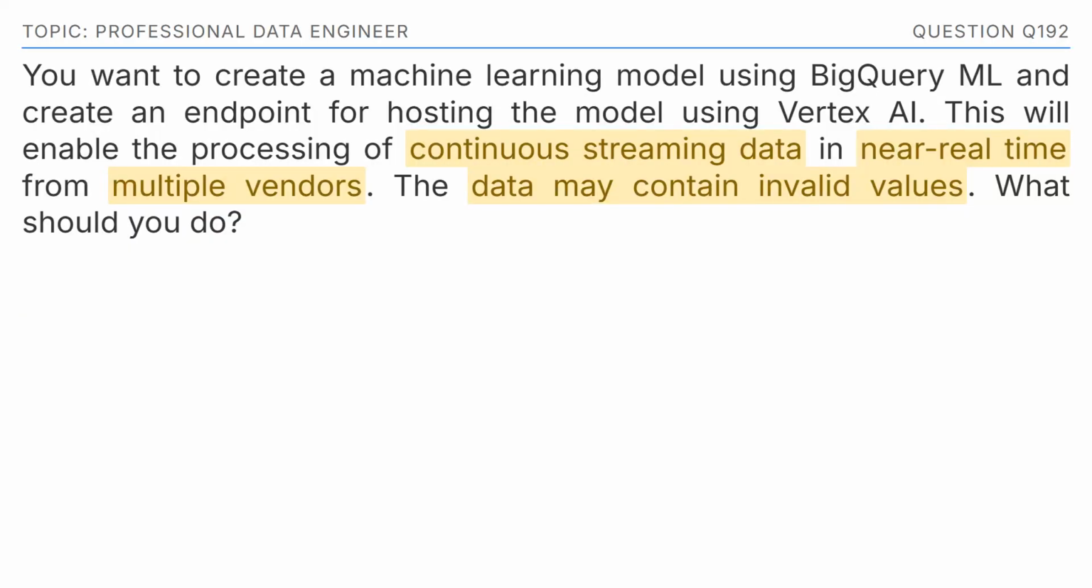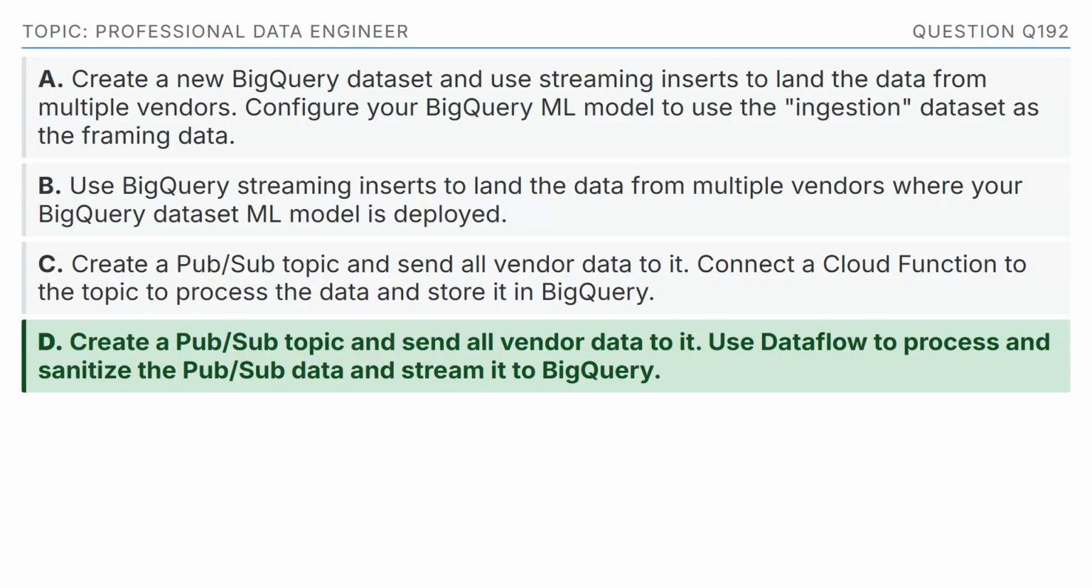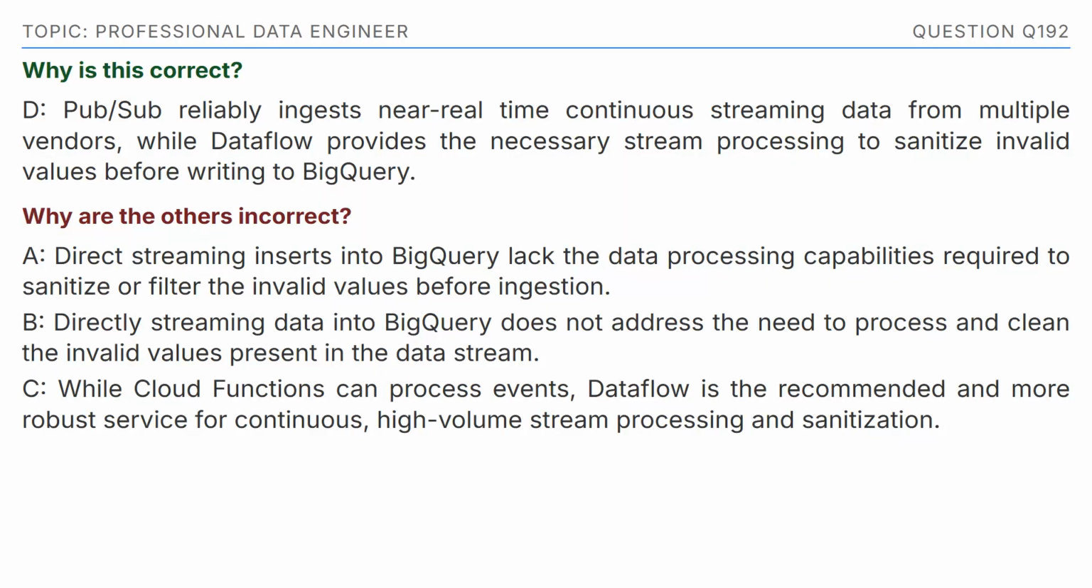To arrive at the correct answer, we focus on the keywords: continuous streaming data, near real-time, multiple vendors, data may contain invalid values. Correct answer is option D, create a Pub/Sub topic and send all vendor data to it. Use Dataflow to process and sanitize the Pub/Sub data and stream it to BigQuery. Why is this correct? D. Pub/Sub reliably ingests near real-time continuous streaming data from multiple vendors, while Dataflow provides the necessary stream processing to sanitize invalid values before writing to BigQuery.